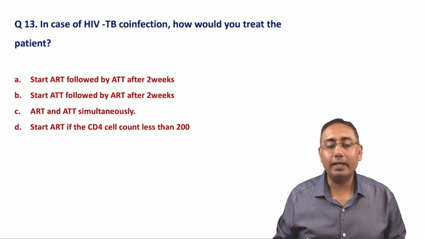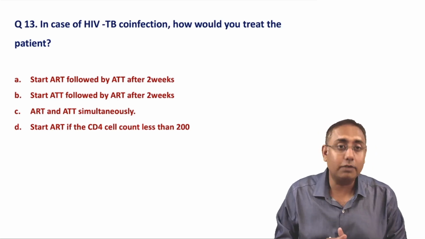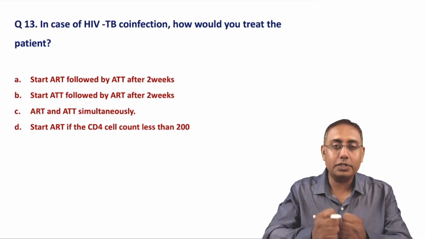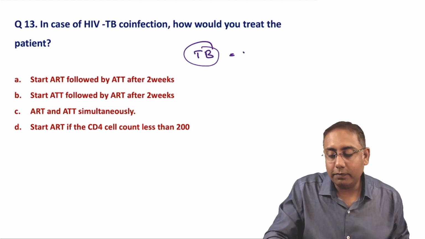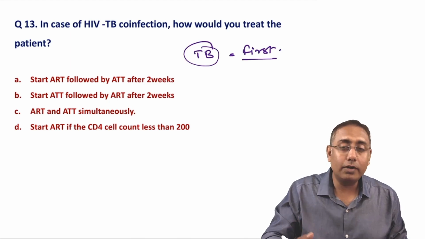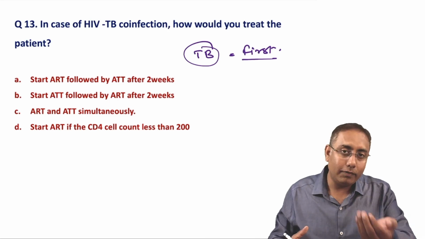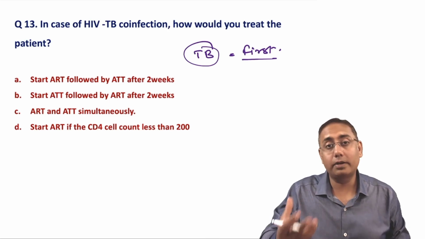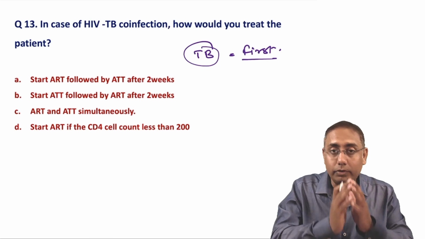Question number 13. In case of HIV TB co-infection, whom would you treat first? Please note that whenever there is HIV and TB co-infection, we always try to treat TB first. Why? Because TB is infectious, and we are also scared of severe immune reconstitution syndrome, because as you start treating for HIV, the CD4 count will increase, and there may be a paradoxical reaction of tuberculosis, and there may be a reactivation of the TB. So you need to treat TB first.